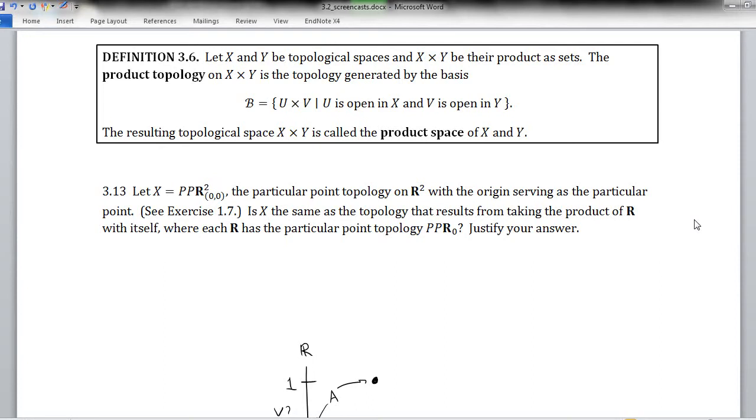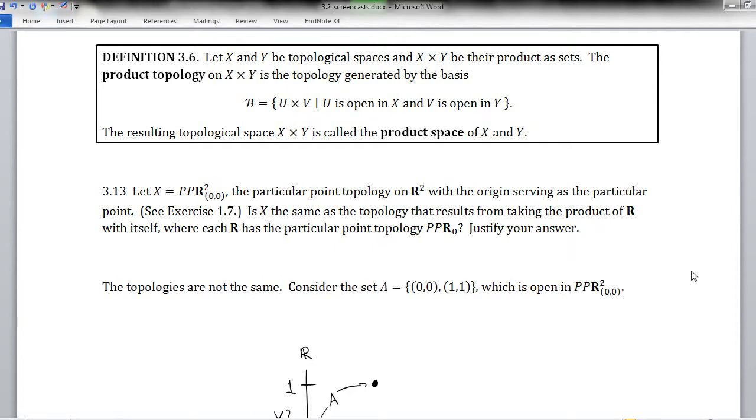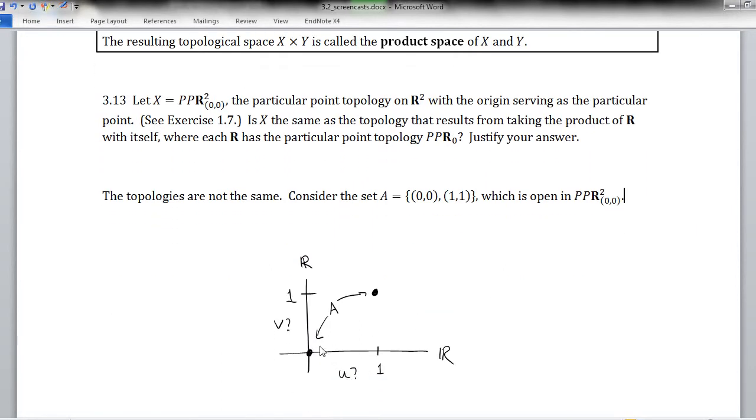All right, well, when I started working on this one, I actually thought it was going to be true, but it turns out it's not. One of the topologies is a proper subset of the other one. Okay, so let's show this. The topologies are not the same. Consider the set A consisting of just 2 points, the origin and the point (1, 1), which is open in this particular point topology on R2 at the origin. I've illustrated this set here in R2. You see it just has these 2 points.